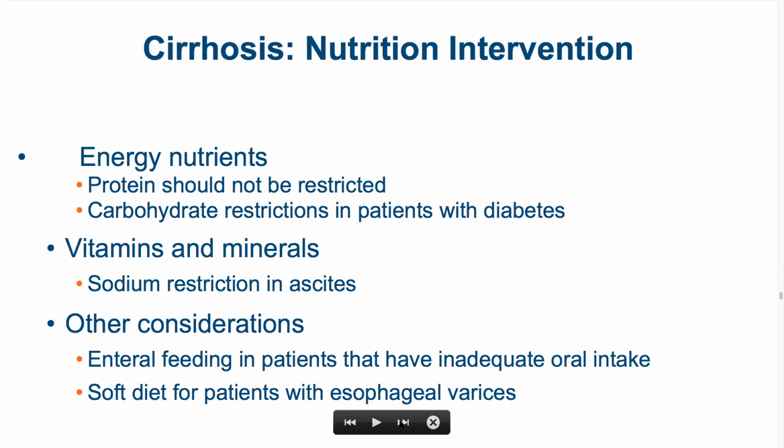Energy and nutrients: protein should not be restricted. Carbohydrate restriction in patients with diabetes. Vitamins and minerals, sodium restriction in ascites, and other considerations: enteral feeding in patients that have inadequate oral intake, and a soft diet for patients who have esophageal varices.